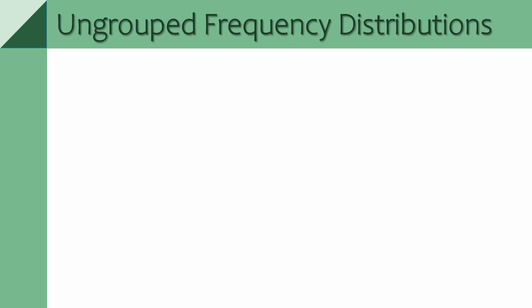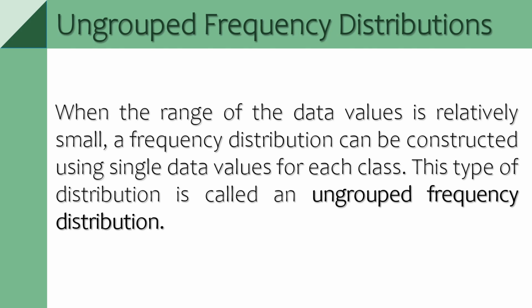Okay, so now let's proceed to ungrouped frequency distribution table. So when the range of the data are relatively small, okay, so gagamitin natin yung ungrouped frequency distribution table. So frequency distribution can be constructed using single values. Pag sinabing single data value for each class, wala siyang interval, wala siyang class limit at wala siyang class interval. Single unit lang or single data lang yung gagamitin natin.